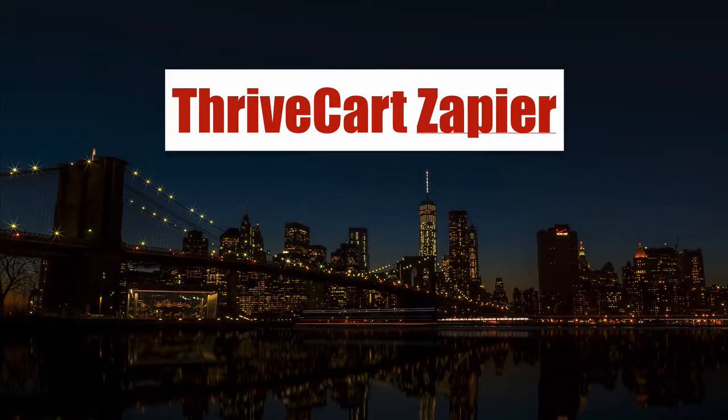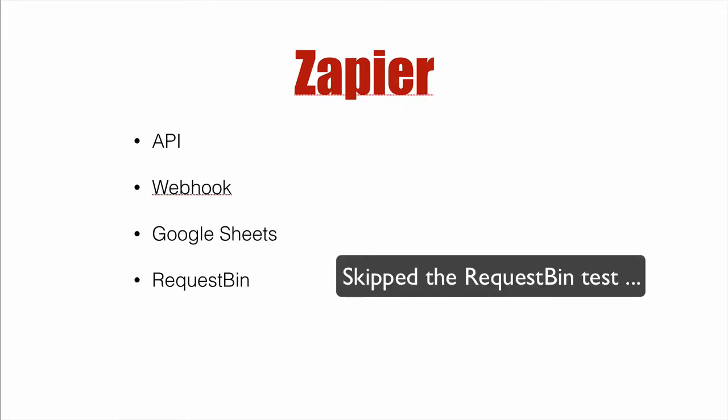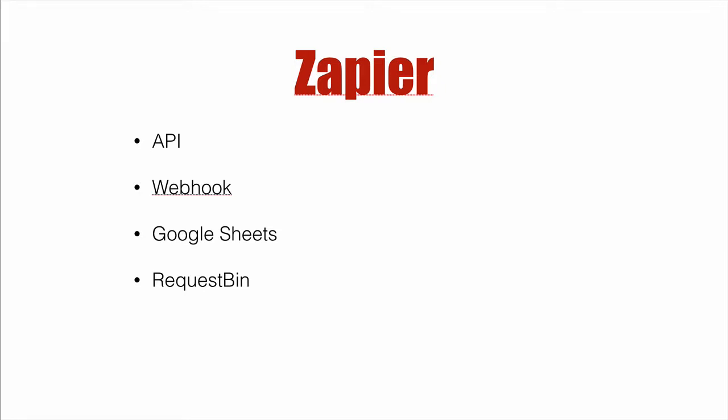ThriveCart Zapier gives you the ability to connect ThriveCart with a number of outside services. And for this, we're going to send our transaction information to a Google Sheet. So this will involve using the ThriveCart API capability, webhooks with Zapier, Google Sheets, and then we're going to use a request bin. It's a service kind of to test out what's being sent over. So let's dive right in.